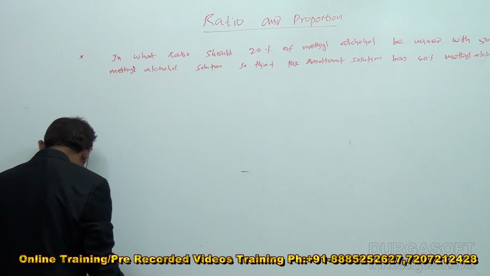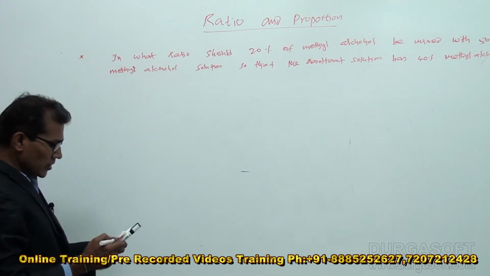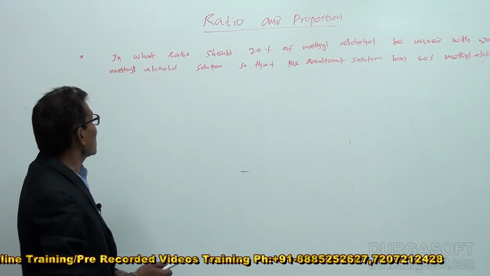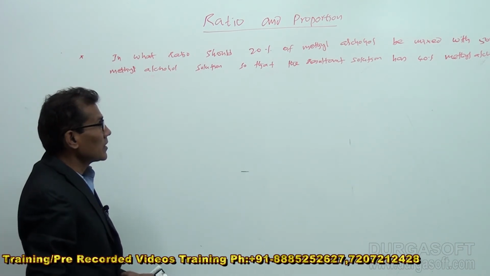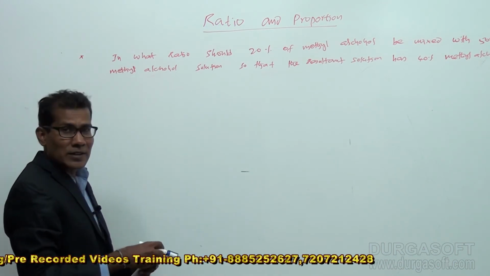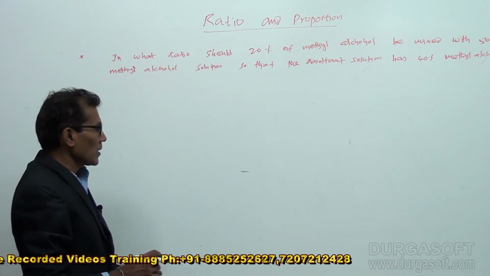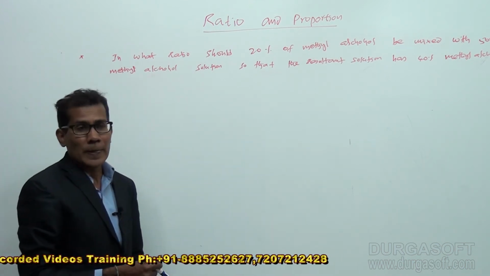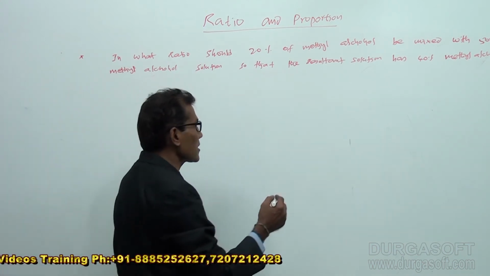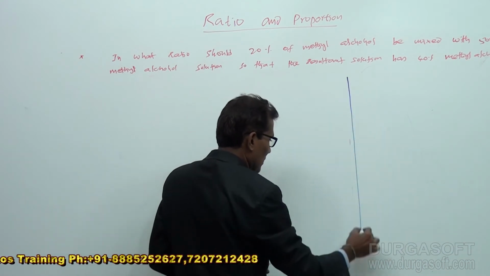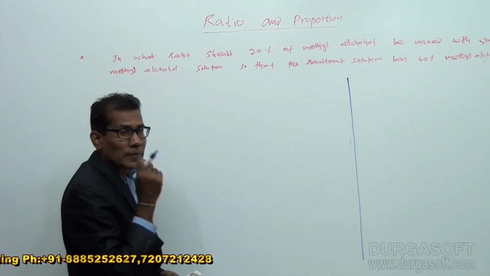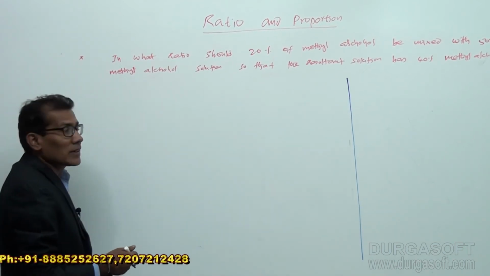So here, in what ratio should 20% of the methyl alcohol be mixed with 50% of the methyl alcohol solution, so that the resultant solution should have 40% of methyl alcohol? This question is in fact under ratio and proportion, but you can solve it by using alligation and mixture. It is better to apply alligation and mixture. Let us see what alligation and mixture is.